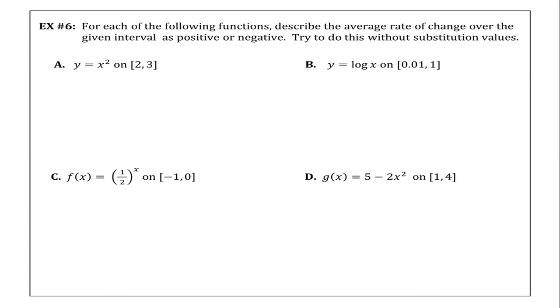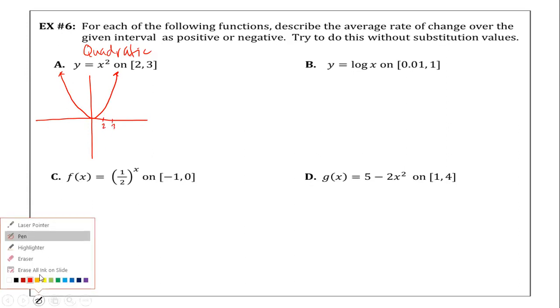All right, so first up, what do we have? We have a quadratic. Agreed? So we're going to draw the quadratic parent function. Remember, I'm trying to make our paper last. All right, so there's our quadratic parent function. The interval that we're looking at is from 2 to 3. So from 2 to 3 is what we're analyzing.